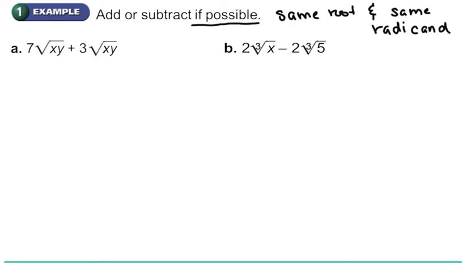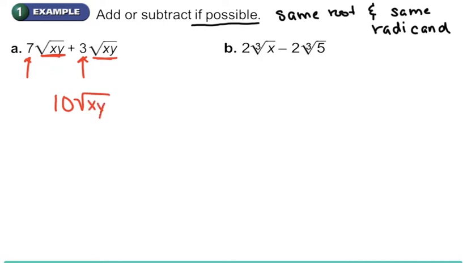So looking over here at A, square root of xy, square root of xy. You notice I'm not looking at anything else yet. Square root of xy, square root of xy, they work. Okay, so now I'm going to treat whatever is in front of it as if it's a coefficient of a variable. That's not its official name, I should say, but that's what you're going to do. So 7 plus 3 is 10, and then you keep the square root of xy.